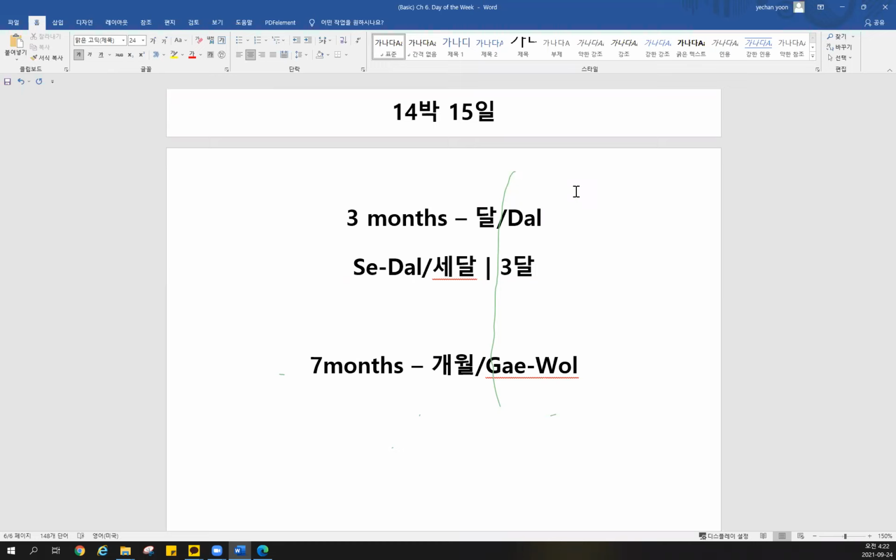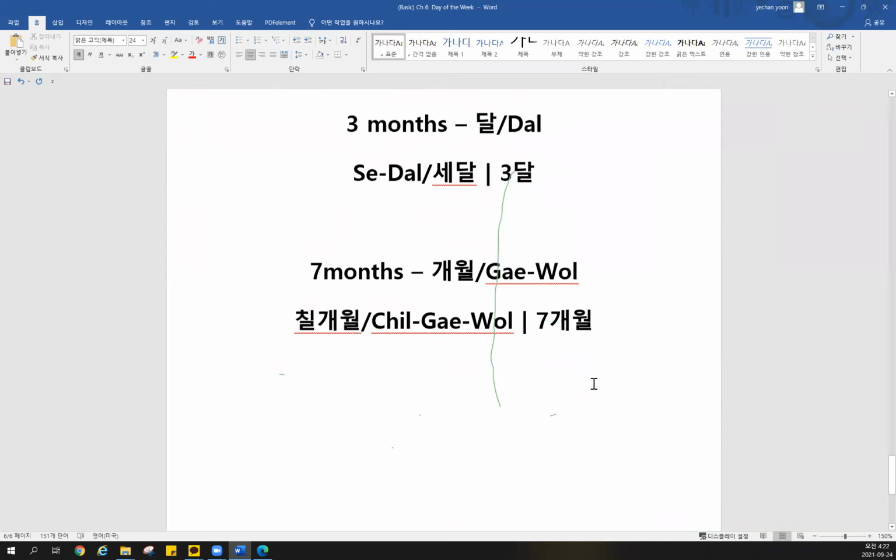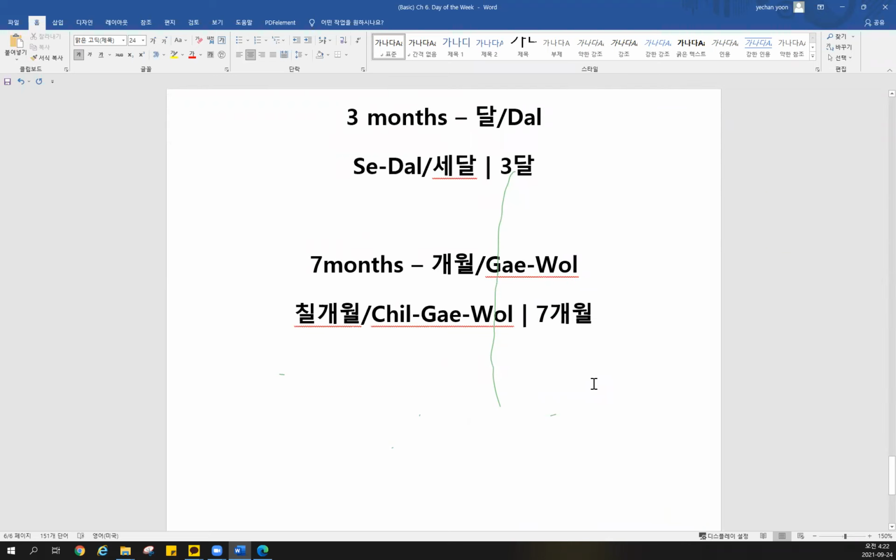So how can you say 7 months with 개월? What's the Sino version of 7? 7, correct. And how do you say 7 개월? So it's going to be 7 개월. Super easy. That's all. And how can you write it now? Just using some numbers. Just like this. Not that difficult, is it? Right? Okay.